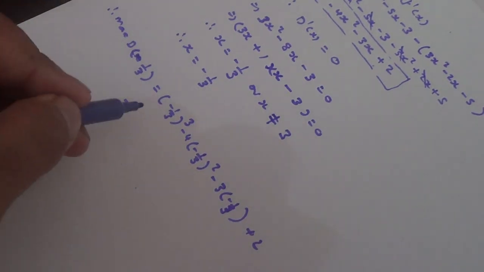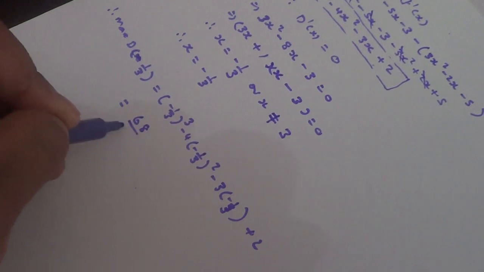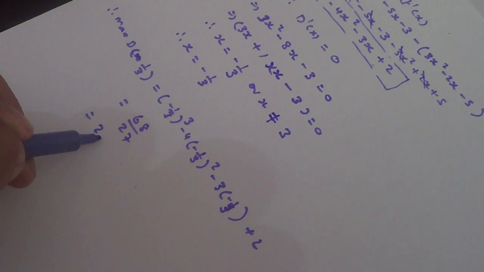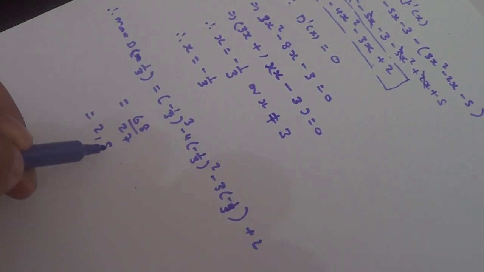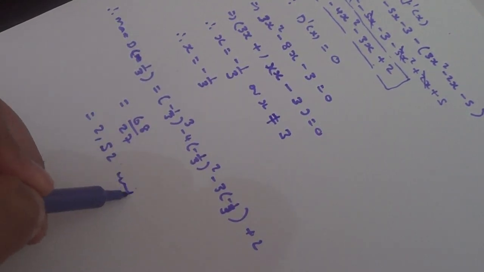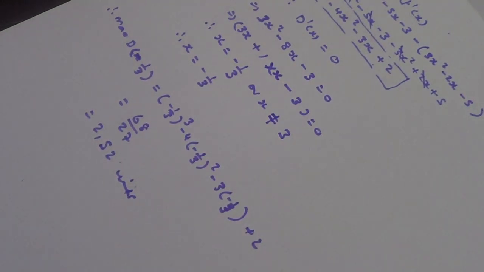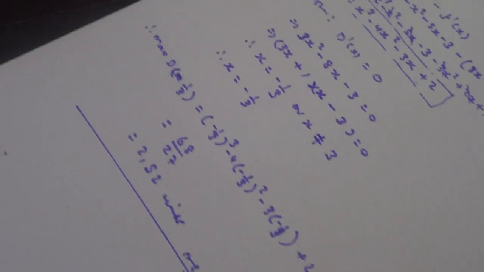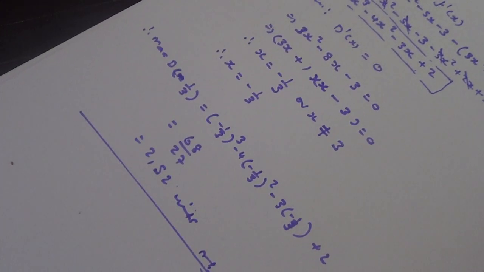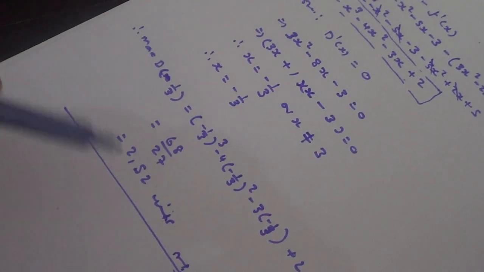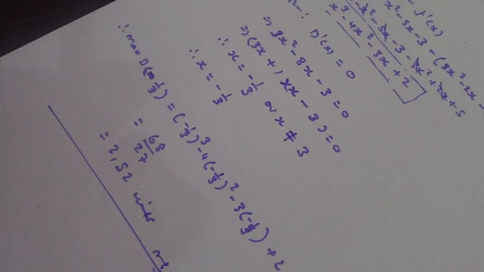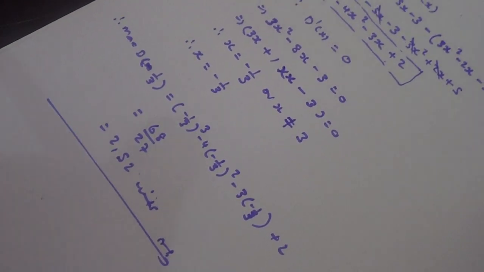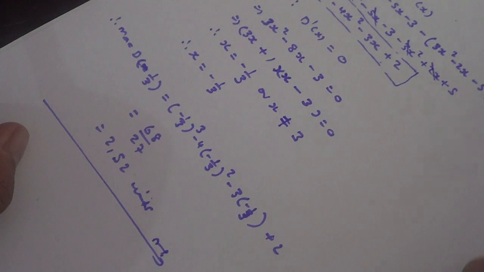All it does is, I'm getting 68 over 27, which is going to be 2 decimal places. Okay, you can leave it as a fraction if you want, but I like to do the distance in a more sensible way. So it's a scalar quantity, so don't worry about vectors and stuff like that, whether it's a rational number thing or not. So that is what we have here.